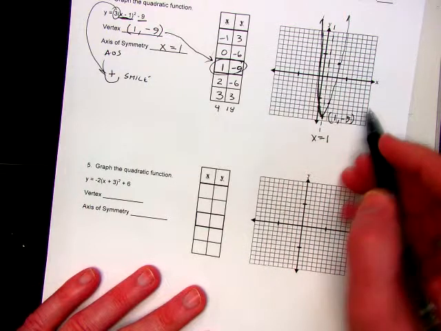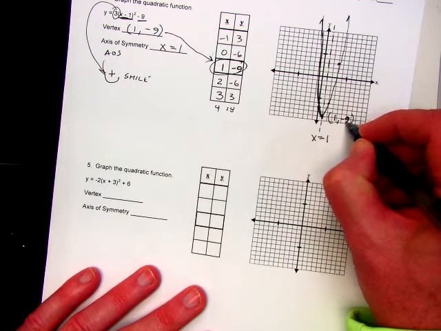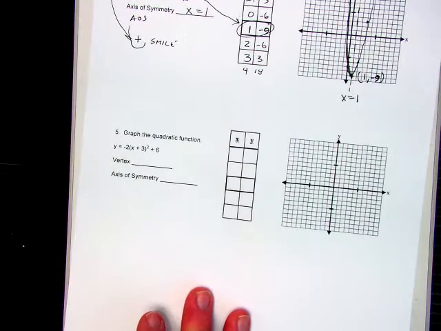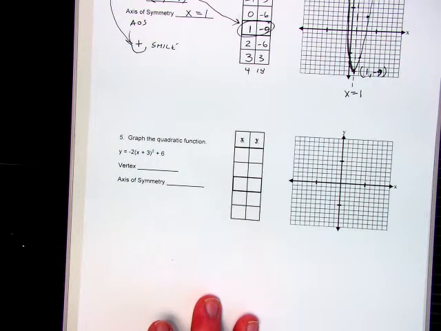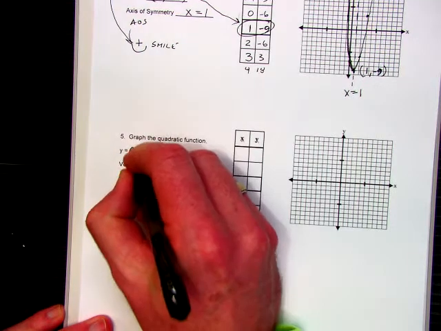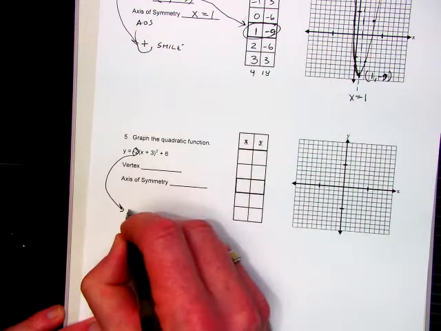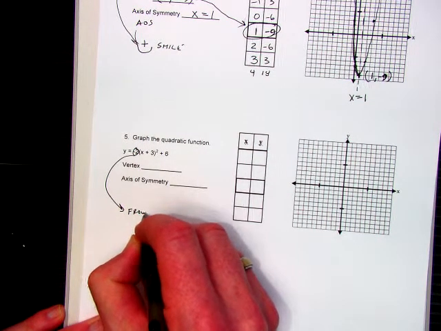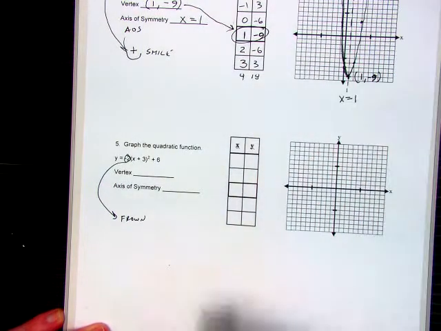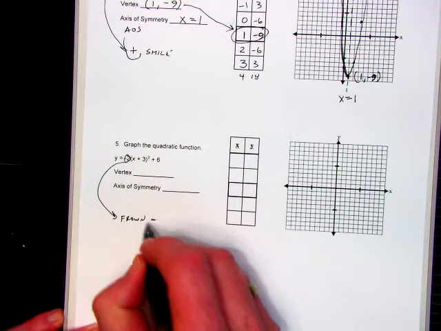And then here's our vertex at 1, negative 9. Okay? All right, so let's look at number 5. So now what I'm going to get out front is I've got a negative 2, and since that's negative, it's going to make my graph frown. Now if you notice, the last one did smile because it opened upward. That's what I mean by the graph smiling. So since this frowns, it's negative, it's going to open downward.